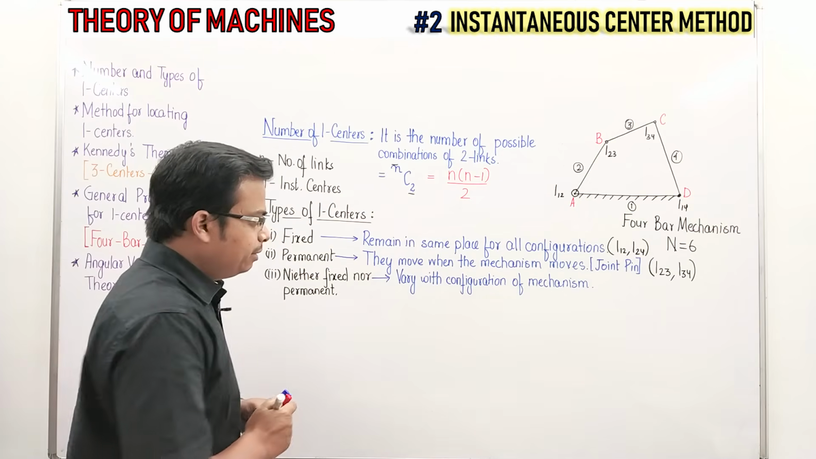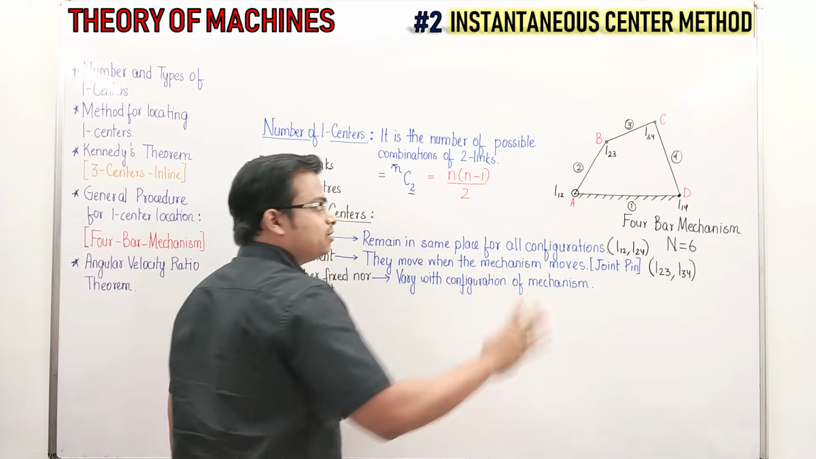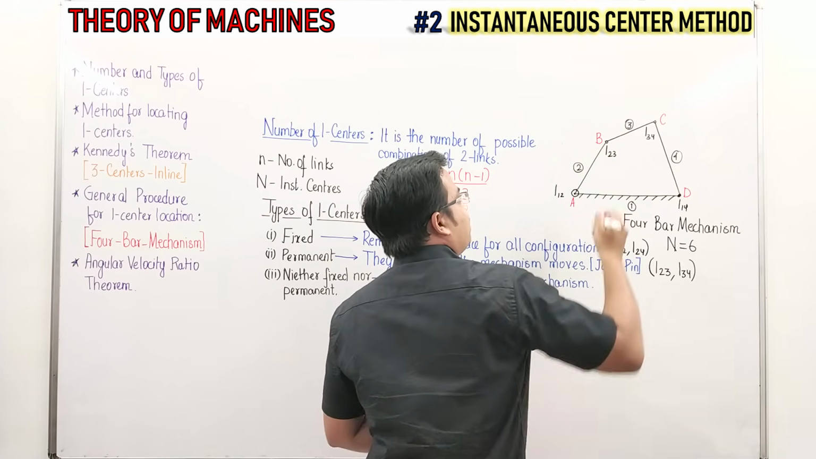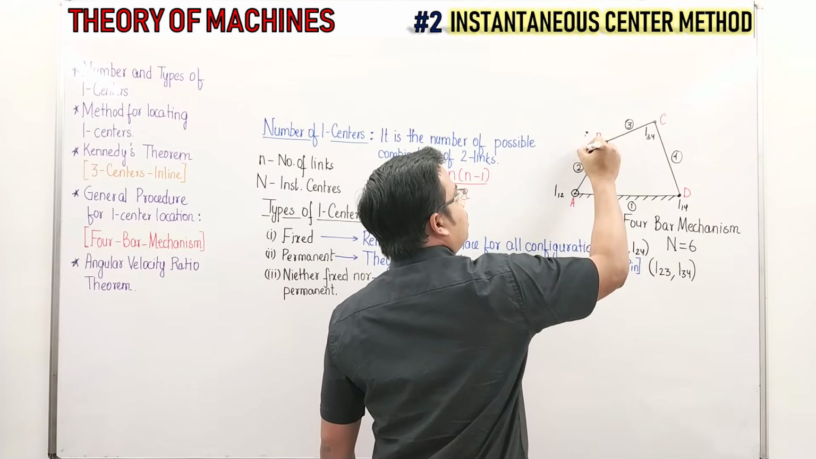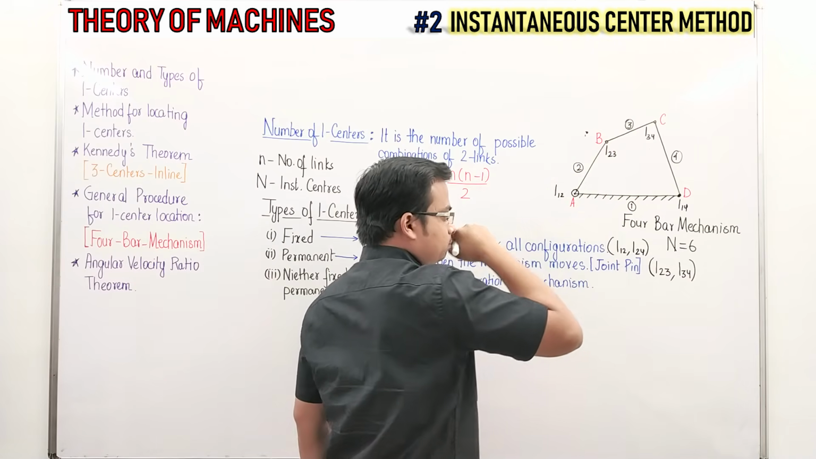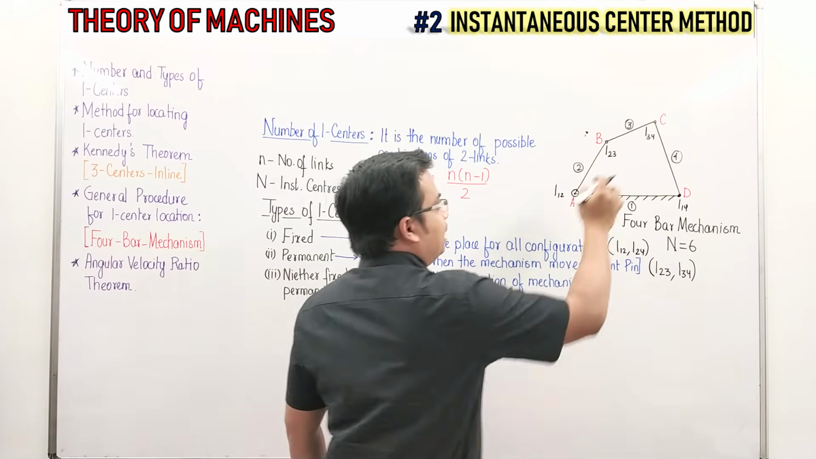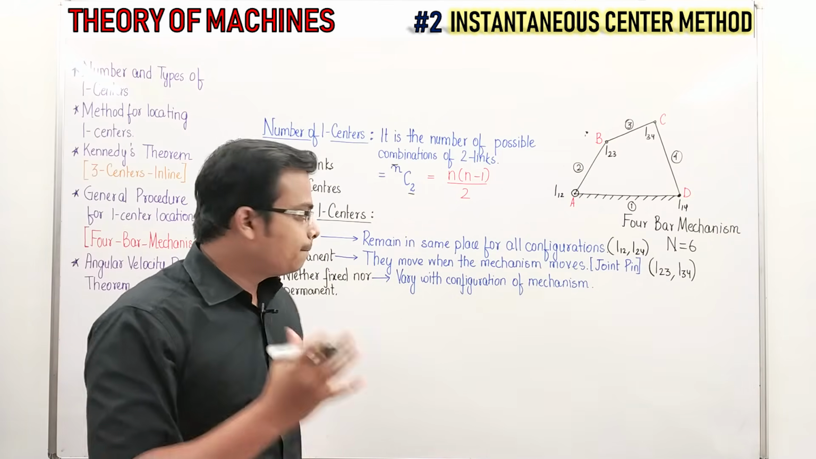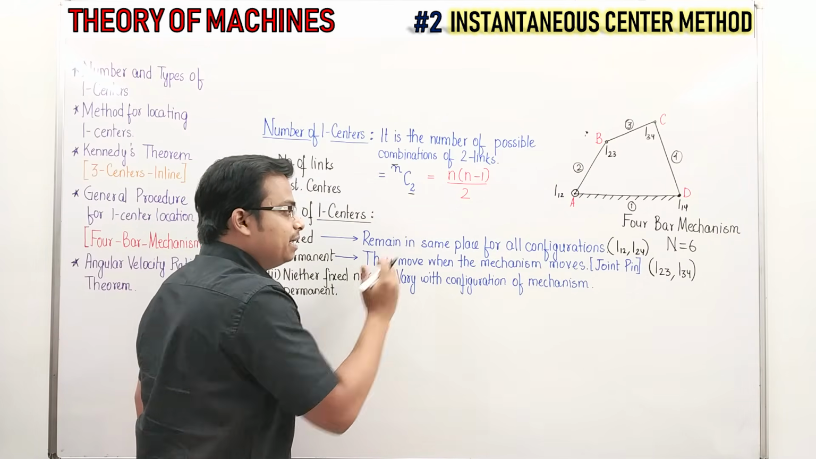Okay, let us try to read this. They move when the mechanism moves. Now these eye centers are such that, let's say the mechanism reaches here. In that case, this I23 will change its position, isn't it? And I34 will also change its position. So it is moving with respect to the mechanism.